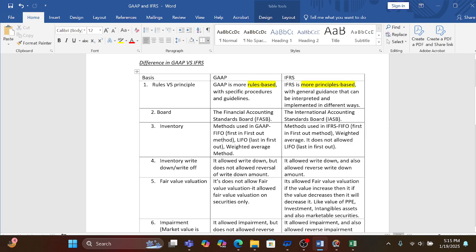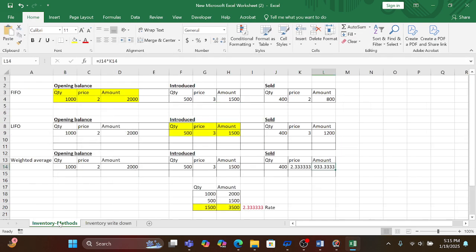So for a more specific way, I am going to give you an example for FIFO, LIFO and weighted average. Like we have an opening balance of 1000 units and the price of those units is $2, so our total balance will be $2000. After some time we purchased 500 units, and the price of those units is $3, so our total balance will be $1500. Then we are going to sell 400 units.